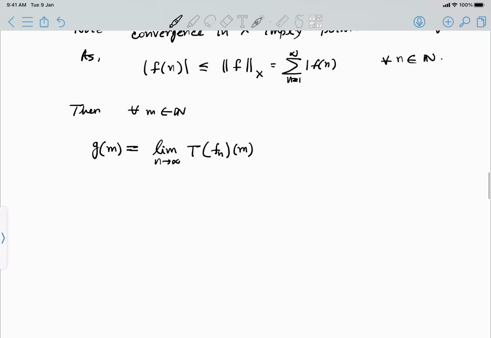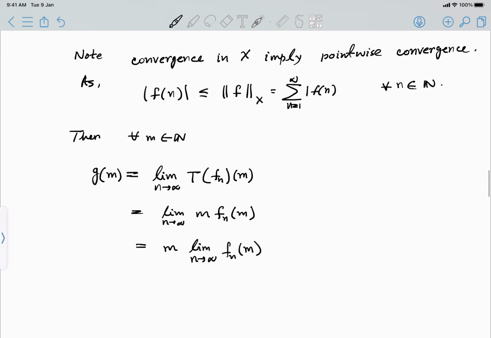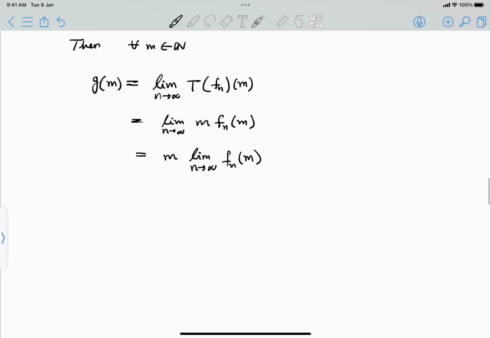L1 implies pointwise. Now what is this limit as n tends to infinity? This we can write, this is the definition of T, m Fn of m. Now because this limit is independent of m, we can take m out, limit as n tends to infinity of Fn of m. And again we have shown that Fn converges to F in X, and this implies pointwise convergence. So this will converge to F of m, due to pointwise convergence.